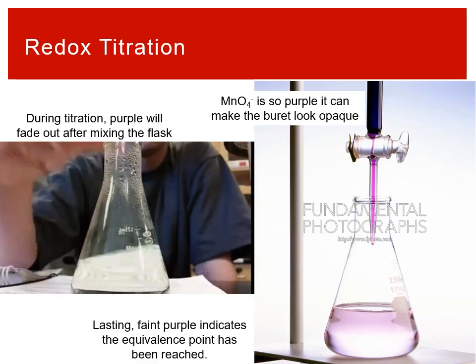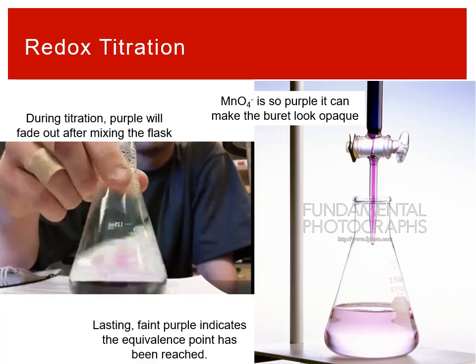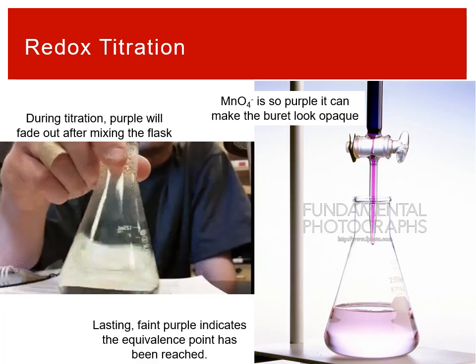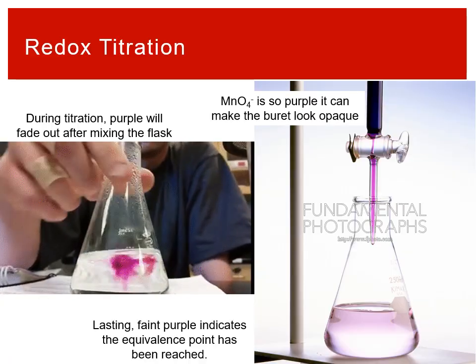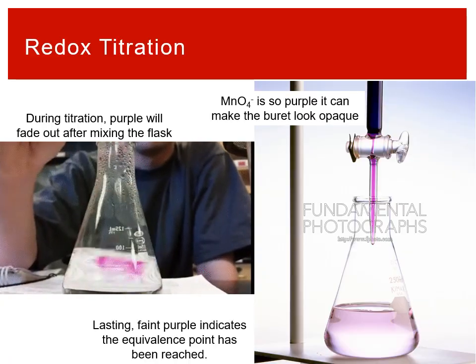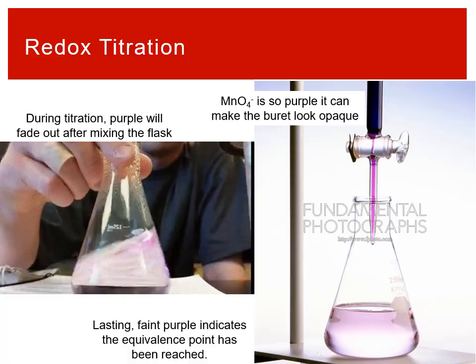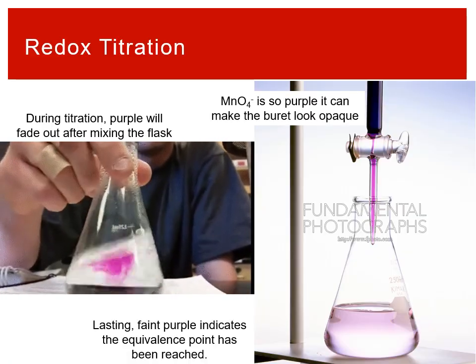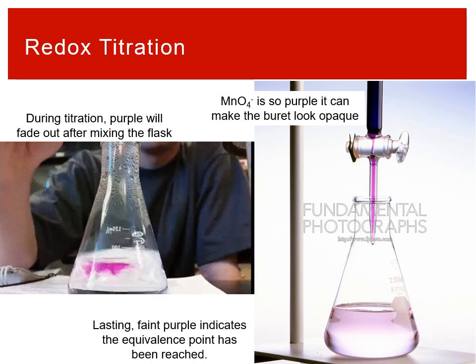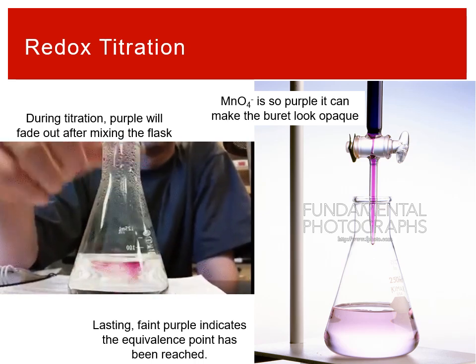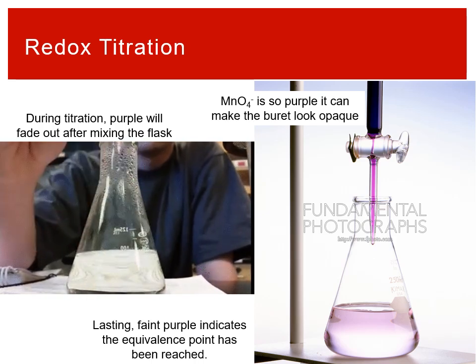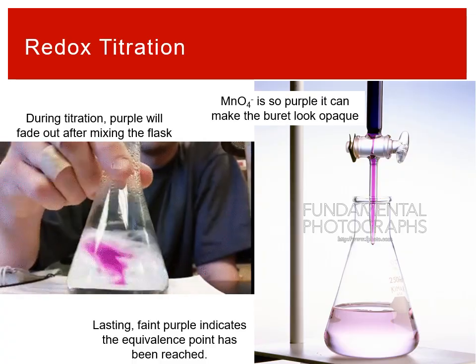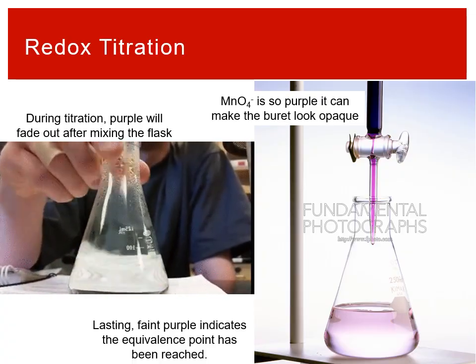So here's a nice little GIF of it where you can see the purple goes in and then the person shakes the flask and it goes away. And this is a nice photo because you'll see it's purple and then sometimes it looks like there's a brown flash. It's purple, brown, then colorless. That brown is Mn4+. So basically you're going from the +7 oxidation state to the +4 oxidation state to the +2 oxidation state, which is colorless.